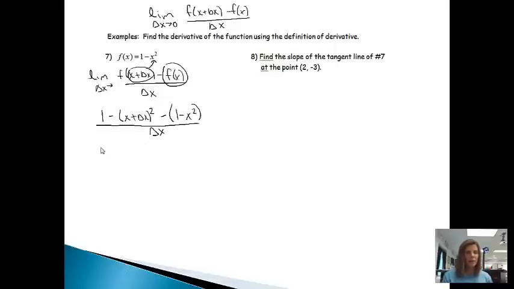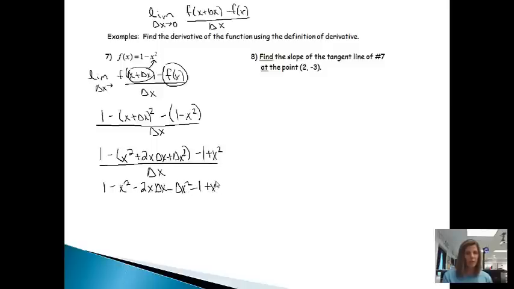All right, now I'm going to try to simplify. I'm going to have 1 minus. You can either distribute this by writing it twice, or you can use Pascal's triangle, which I'm going to use. When you do that, I get x squared plus 2x delta x plus delta x squared. Then I'm going to distribute that minus sign to both parts, so I get minus 1 plus x squared. It's still all over delta x. Getting rid of my parentheses, I'll have 1 minus x squared minus 2x delta x minus delta x squared minus 1 plus x squared, still all over delta x.